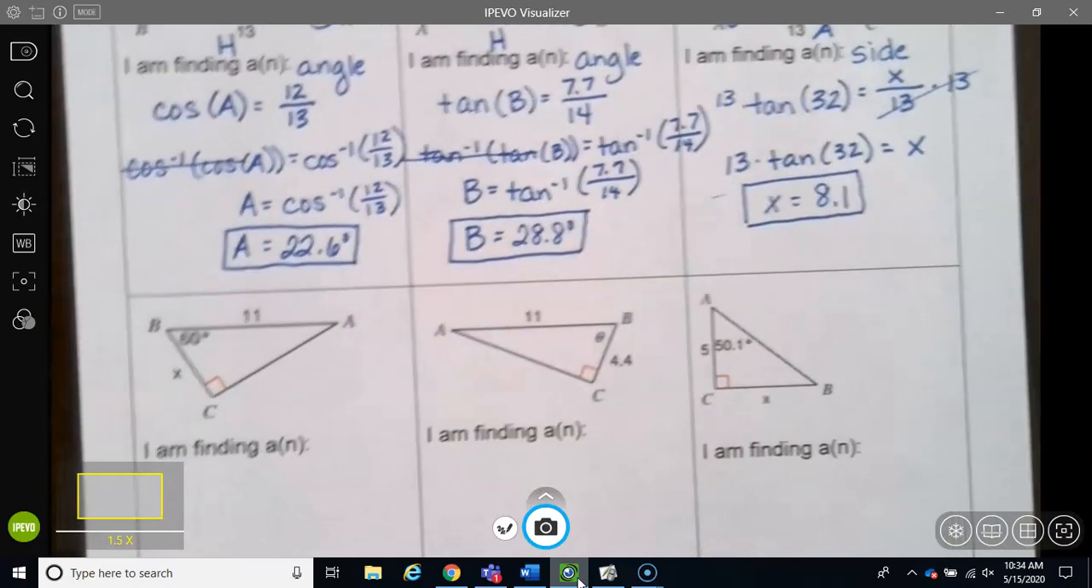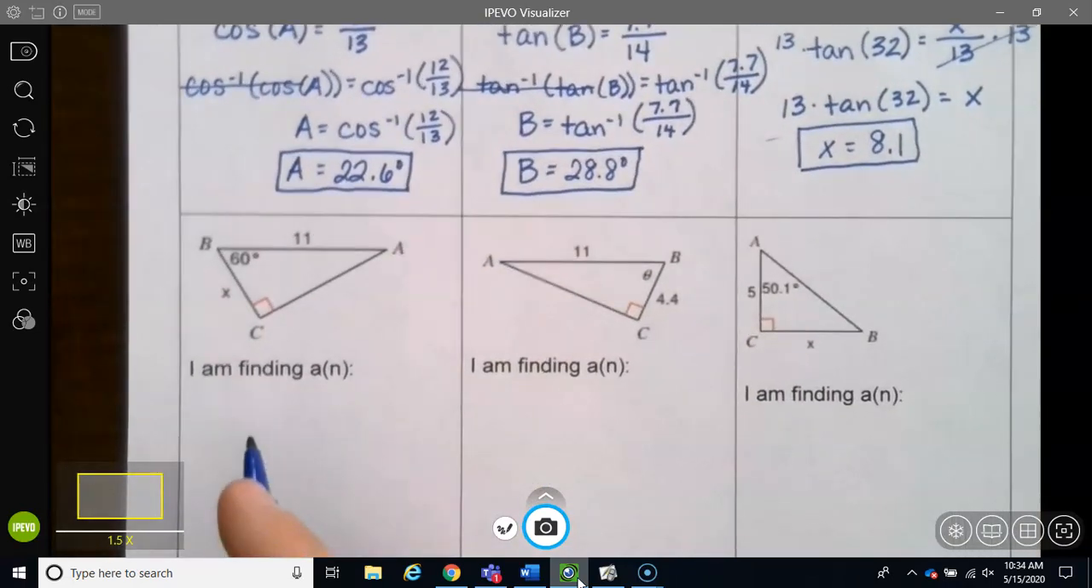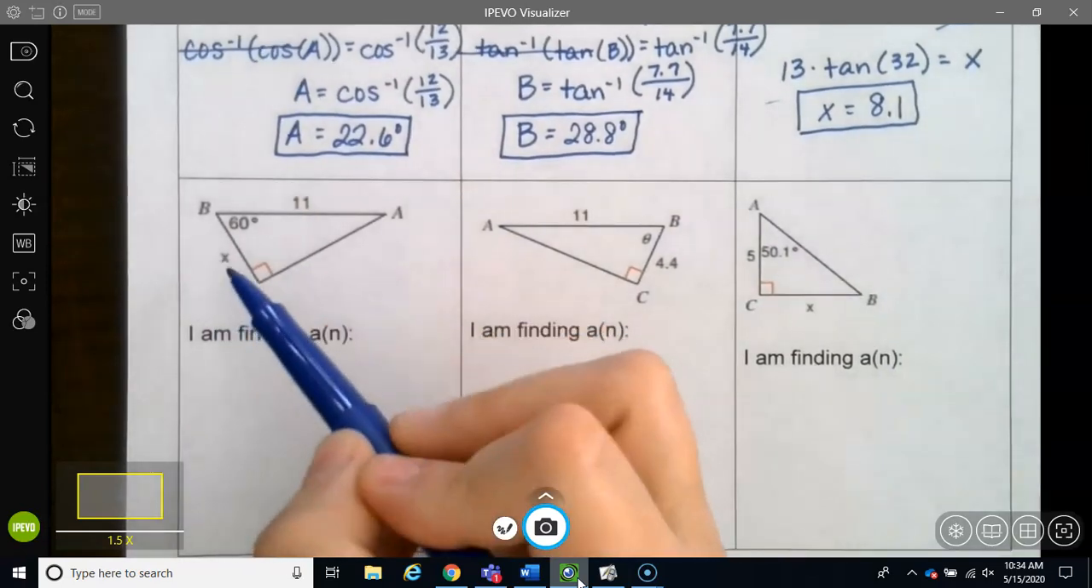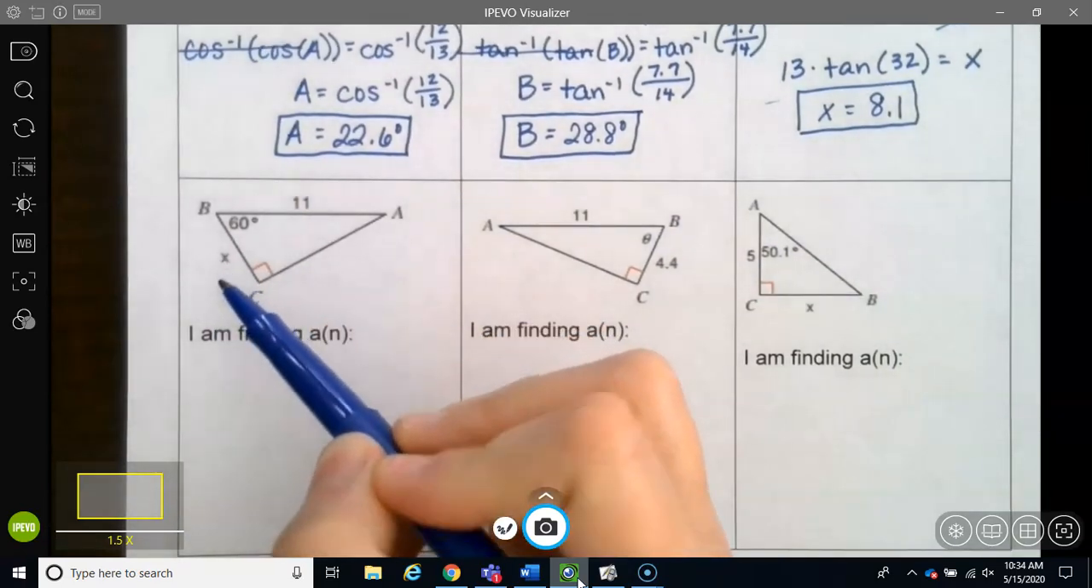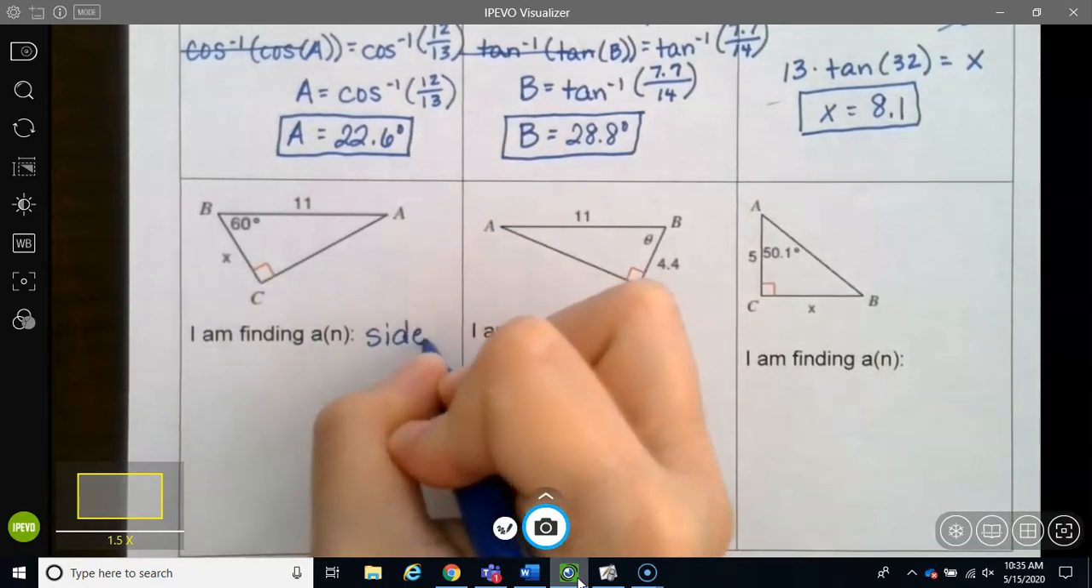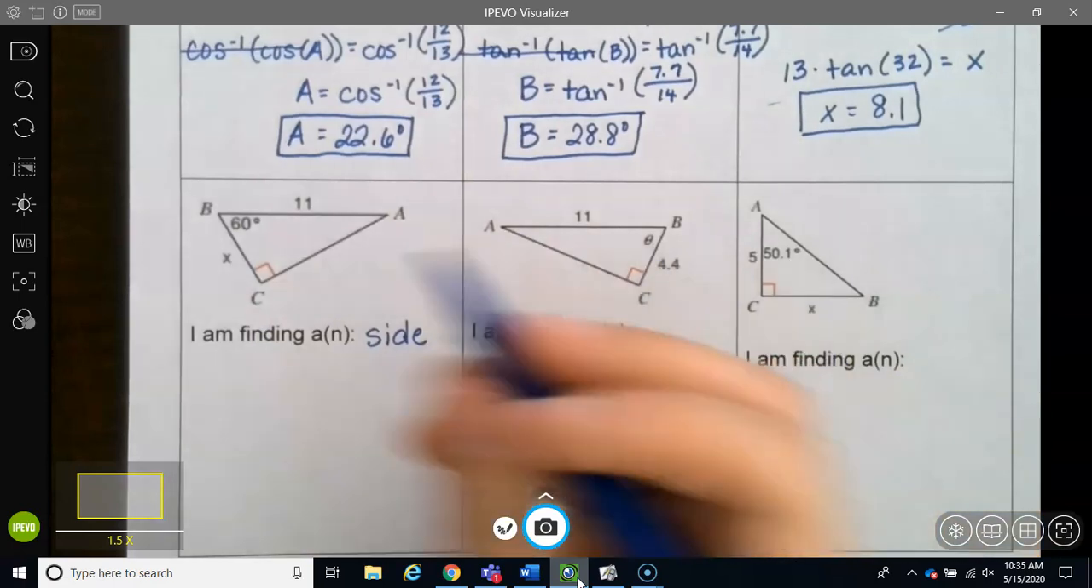So let's do one more similar to that one. We'll go to this bottom left one. It says, I am finding on the outside we see a variable x. Since it's on the outside, we are finding that side. So we set up our equation.